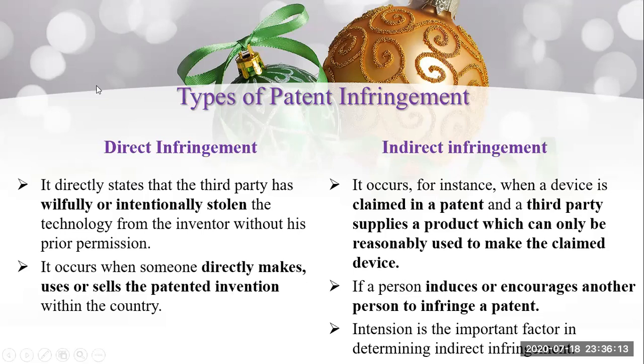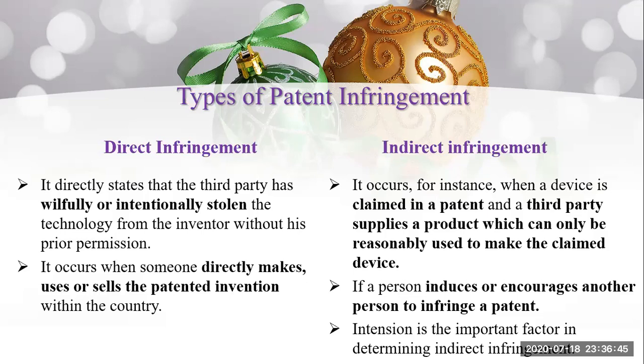In case of indirect infringement, it is like this. When a device is claimed in a patent, and a third party supplies a product which can only reasonably be used to make the claimed device, or induces or encourages another person to infringe the patent. That means in indirect infringement, a third party can be involved.